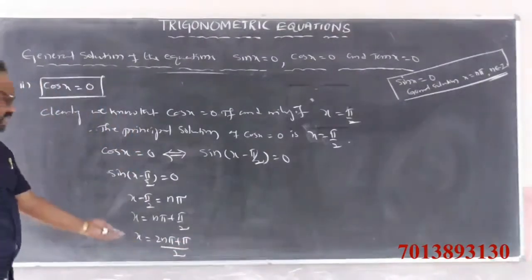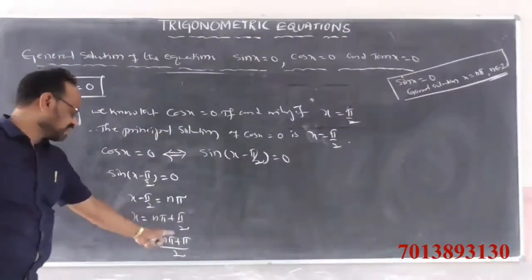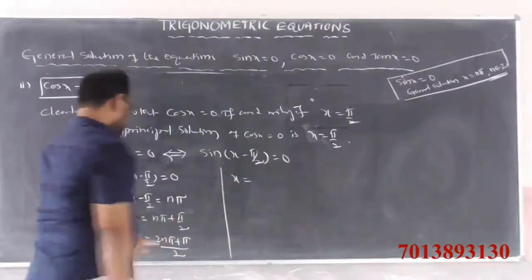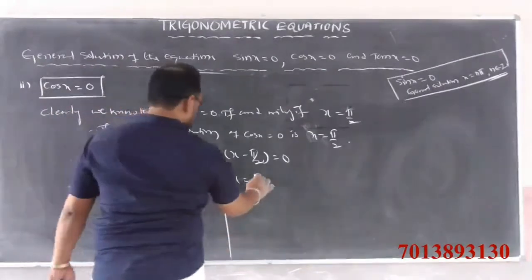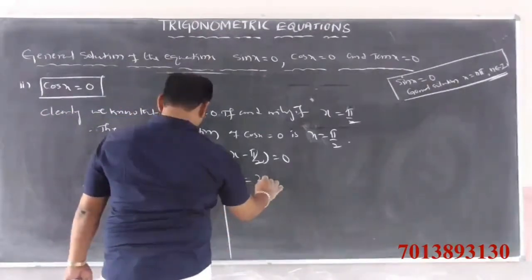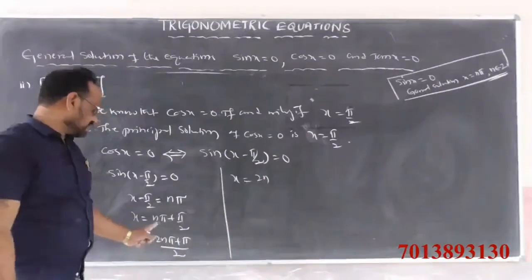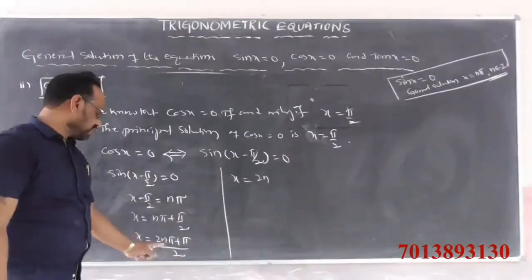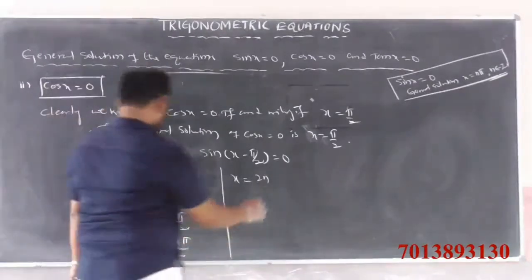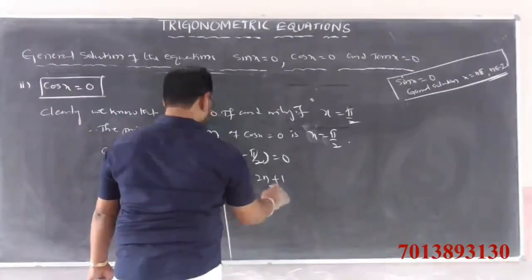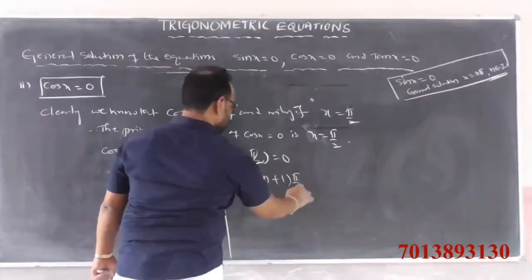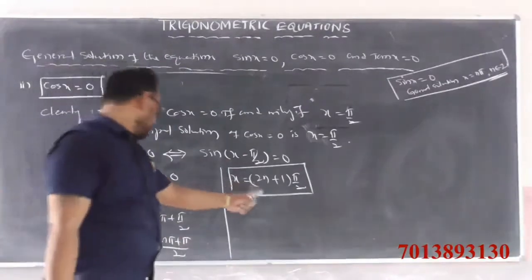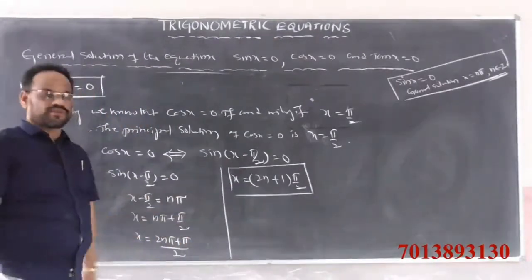If you do LCM, x is equal to 2n pi plus pi. LCM is clearly 2. If you take pi as common, we get 2n. Observe here, this is 2n pi plus pi by 2. That is, if you take pi as common here, it is 2n plus 1 into pi by 2.